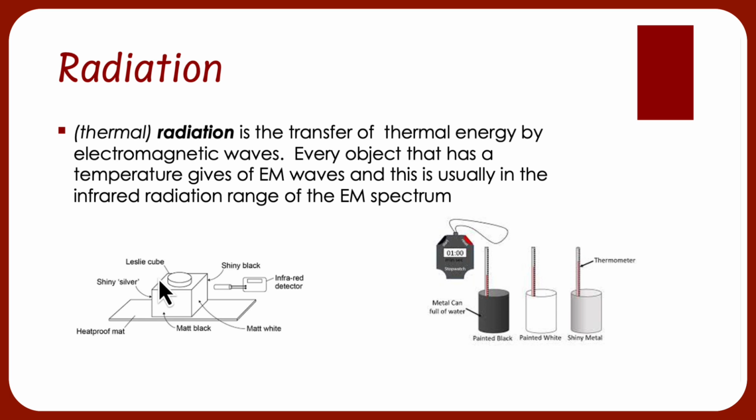In this case, this Leslie cube, what you do is you can fill this up with hot water. And then you can measure the temperature of the shiny black side, the matte white, matte black, or shiny silver. And then you can see which one gives off the most heat. And this is due to giving off infrared radiation.